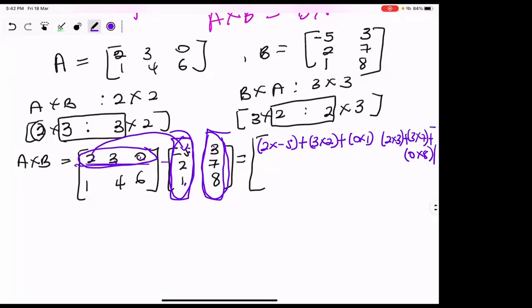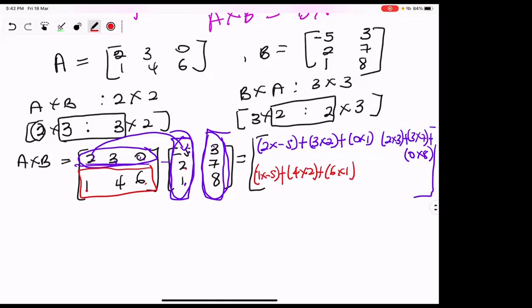Okay, so we close the bracket and then move on to the second row. Once again, the second row on each and every column in the second matrix. If you do that, 1 goes to minus 5, so we have 1 times minus 5. 4 goes to 2, so we have 4 times 2. And then 6 goes to 1, so we have 6 times 1. These numbers, you sum them.